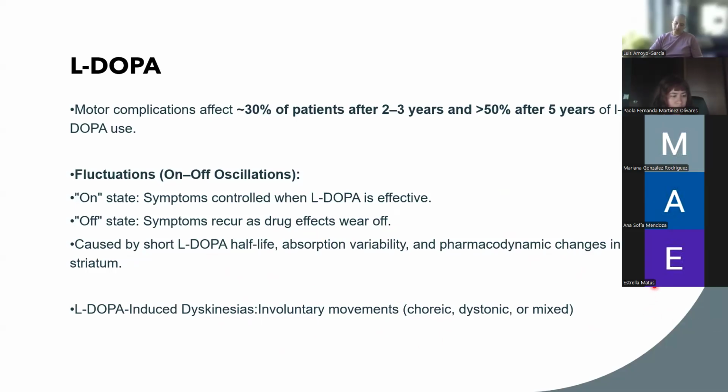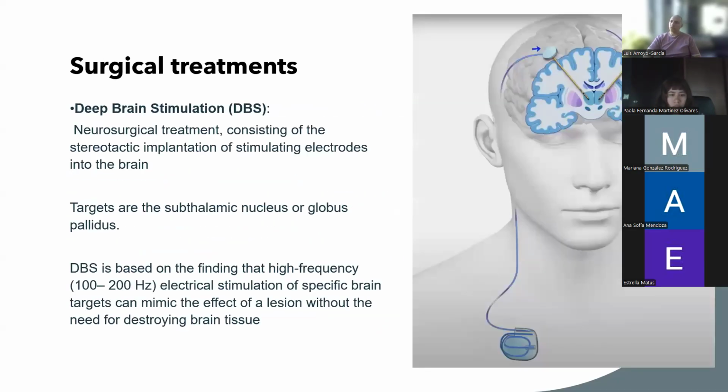So there has been a lot of research on how to do that. They have shown that if you take levodopa with milk or with orange juice, they absorb better, and then the effect is actually easier. There is a lot of research ongoing with this one. And then we have a surgical treatment.